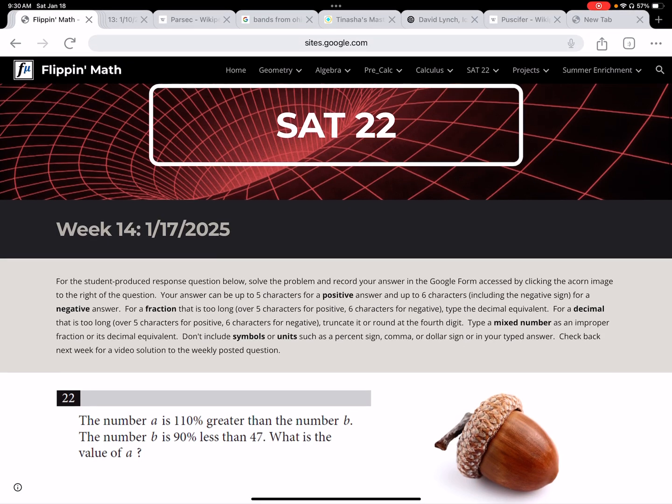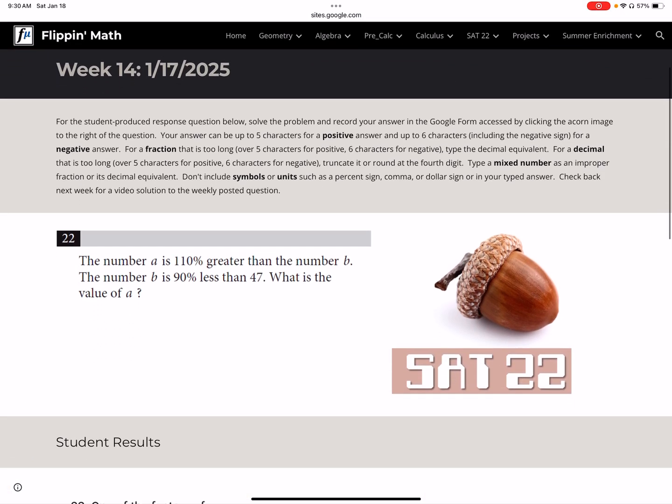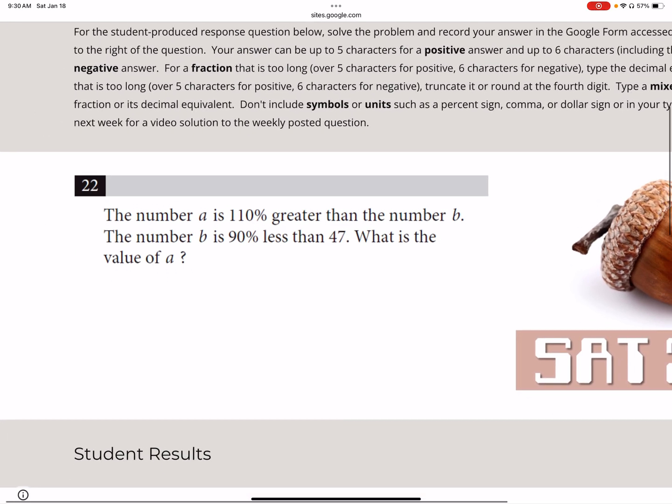All right, here we are, SAT for week 14. We have one of those produce your own response kind of questions. We've got the number A is 110% greater than the number B. The number B is 90% less than 47. What's the value of A?